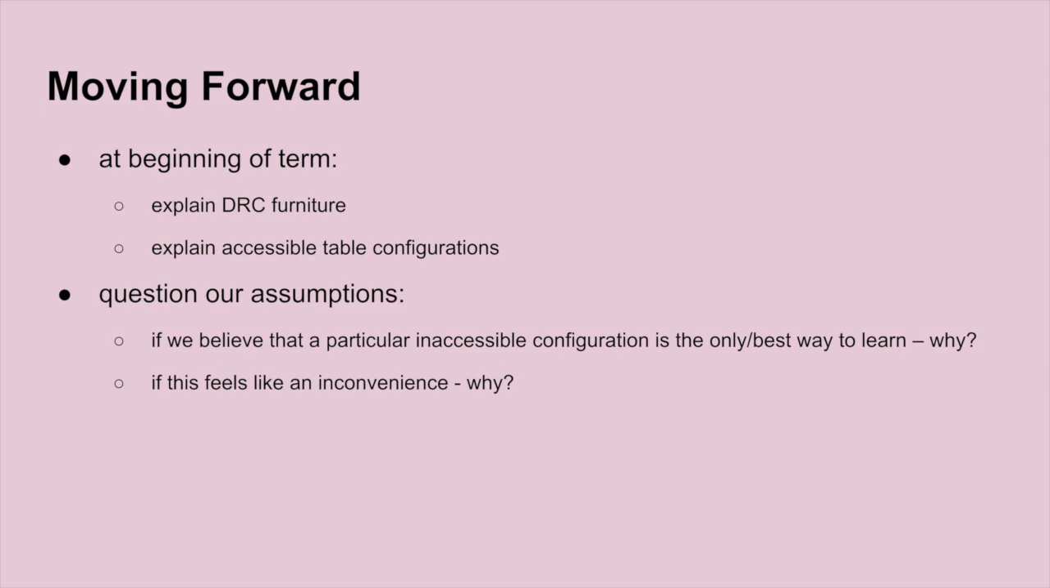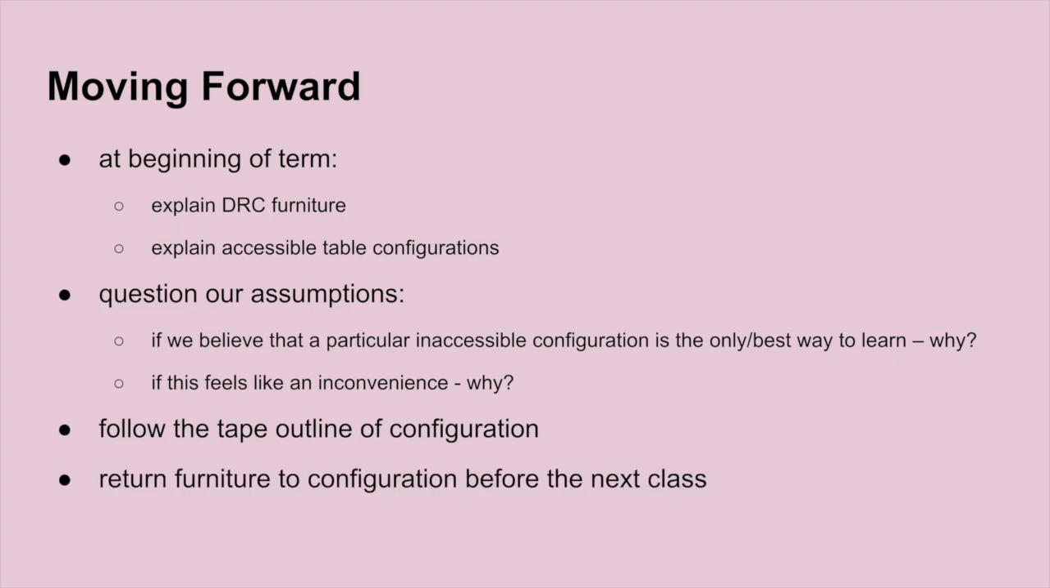At the faculty meeting, we agreed to place the tape on the carpet, outlining the accessible classroom configuration in each of our classrooms. We ask that if you do move the furniture for your class, to please return it by the end of class to the original outline. If you have any questions, concerns, or just want to talk more about this, you can contact either one of us, and we'll be happy to meet with you and answer any questions you may have.